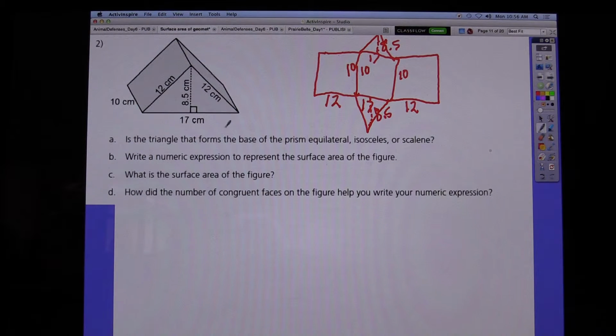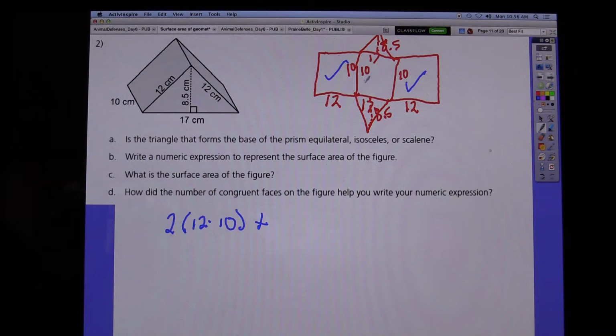Now I have to come up with a numeric expression, and I'm going to make sure I don't leave anything out. I'm going to change the color of my ink to blue. Now, I do have a rectangle here that's 12 by 10, and I have one here that's 12 by 10. So I'm going to start off by saying 2 times 12 times 10. And I'm going to add that to, and that's got this one and this one taken care of.